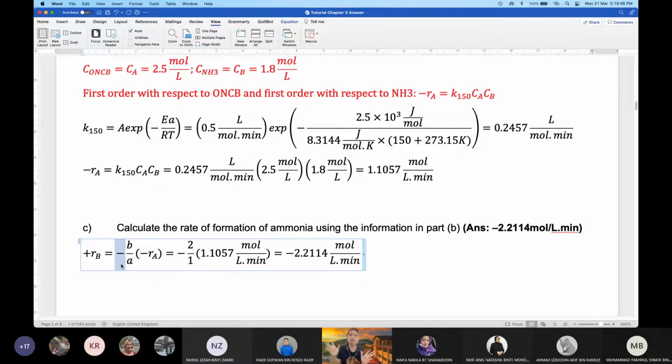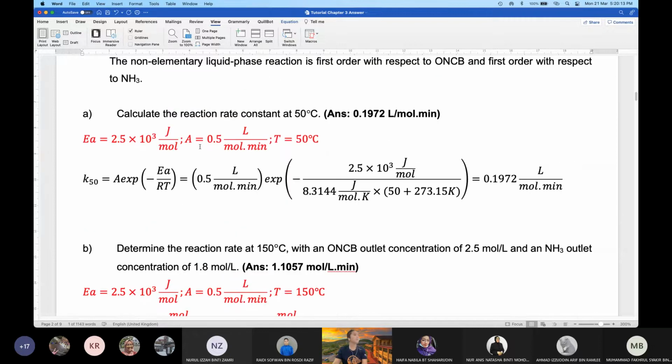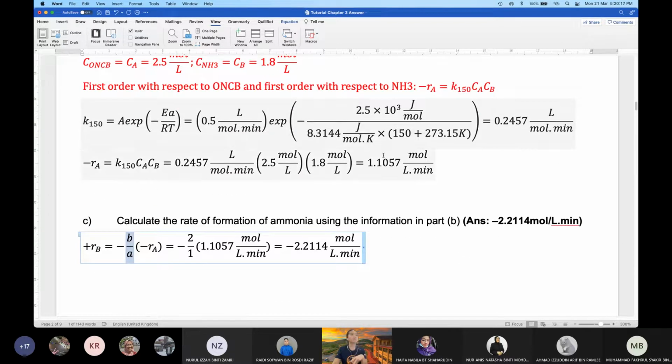This is the part you must really remember. The number can be positive, the number can be negative. You have to look carefully at which rate you want to find and the role of that species in the reaction. So it is negative. And next, don't forget to multiply with the stoichiometric coefficient. Sometimes it is forgotten. For ammonia, the stoichiometric coefficient is 2. For your A, your ONCB, the stoichiometric coefficient is 1. So B over A becomes 2 over 1. Multiply with your minus RA, which you calculated previously in part B, and you will get your RB as negative 2.2114 mole per liter minute.